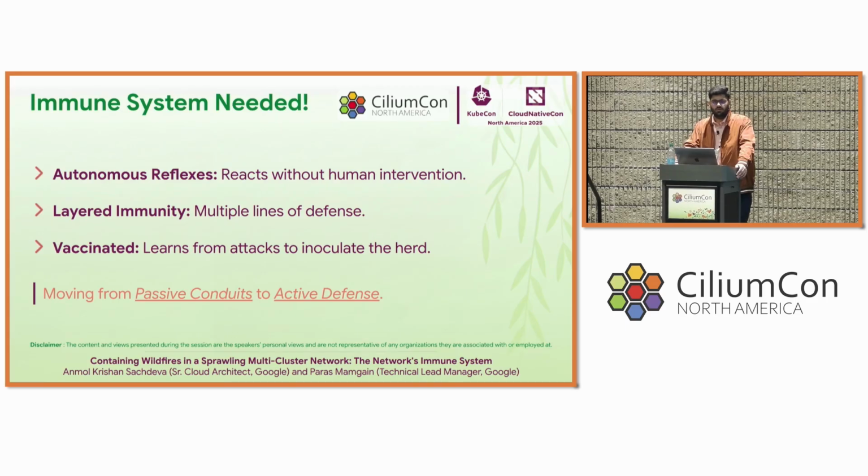When we talk about layered immunity, this is where there are going to be layers in which we are going to apply some specific policies or configurations which will help us get safeguarded against such kind of attacks. And vaccination is generally to help prevent exposure and spread of any kind of attack to any of the pods or workloads that are prone but have not got affected yet. So we are trying to move away from passive conduits to something like an active defense system, and this is what the talk will be covering.